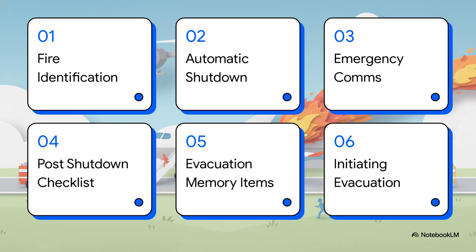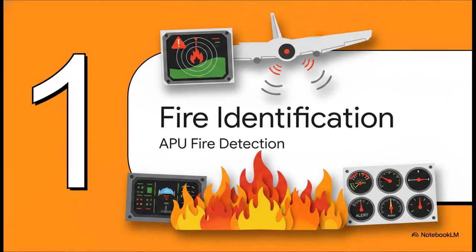We'll be following a strict chronological checklist today covering 6 specific phases. 1. APU fire identification. 2. Automatic shutdown response. 3. Emergency communications protocol. 4. Post-APU shutdown checklist. 5. Evacuation memory items. And 6. Initiating aircraft evacuation.